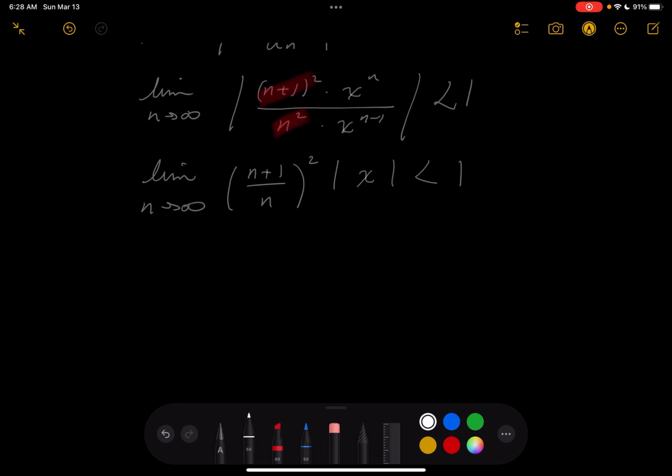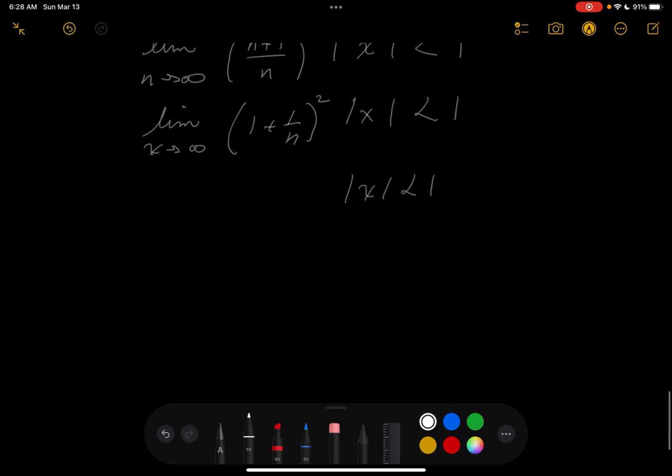Okay, let's keep going. Limit n goes to infinity. No, that doesn't look like infinity, does it? Let's get that erased. Actually, it doesn't even look like a limit. Limit n goes to infinity. This will be 1 plus 1 over n squared, absolute value of x, less than 1. So I can evaluate the limit now. What do I get? The absolute value of x is less than 1, which means x is between 1 and minus 1.